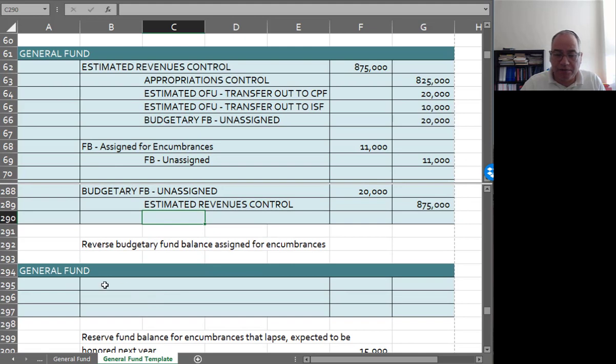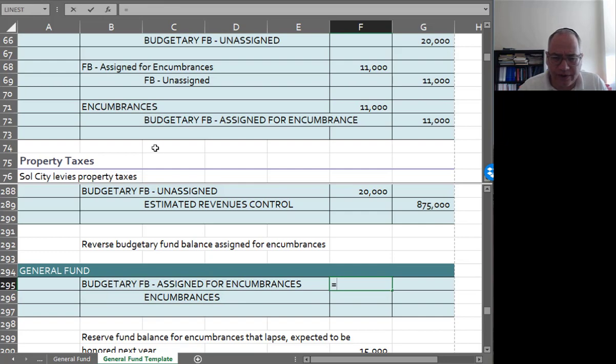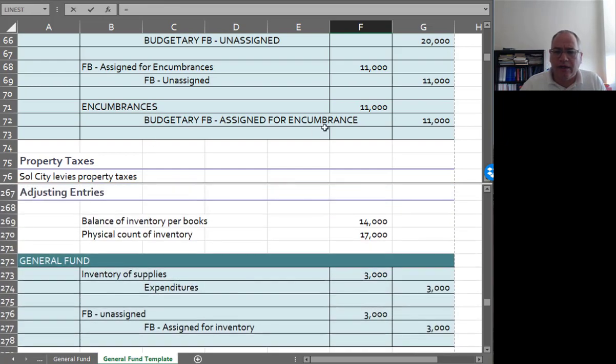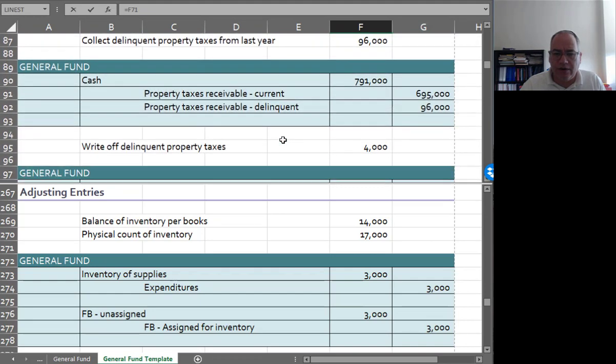And next thing I'm going to do is reverse this budgetary fund balance assigned for encumbrances, because I have all these different encumbrances around. So let's see what we have here. I'll first record the entry, budgetary fund balance assigned for encumbrances, and then I have a credit for encumbrances because I've got to close all these out. There were a lot of entries for this, so let's go through them here. Initially I recorded this one as a debit to encumbrances. I'm going to do the account encumbrances here.